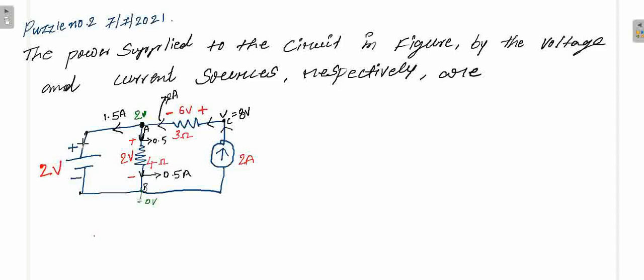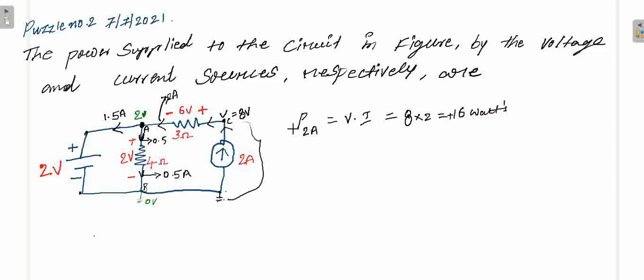Now let us find power. Here we got some voltage and power. The power supplied by the 2 amps is equal to voltage into current. Do we have the voltage? In this branch, the voltage is 8 and this is at 0 potential. So 8 minus 0, that is 8, and the current is 2. So 8 into 2, 16 watts. So the power supplied here you got positive. So it is power supplied by the current source, that is 16 watts.